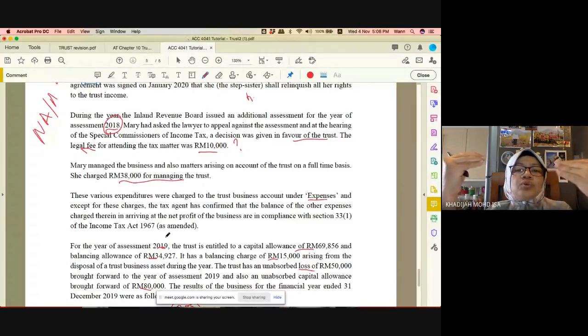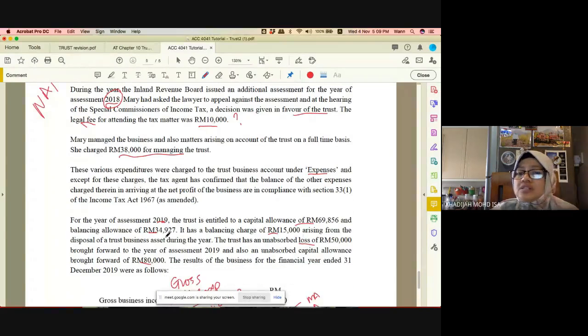When you go through, you have to understand why it is allowable or why it is not allowable. And the 38,000, of course, is not allowable, because it's to manage the trust. So that one is not. So what you can do is that.